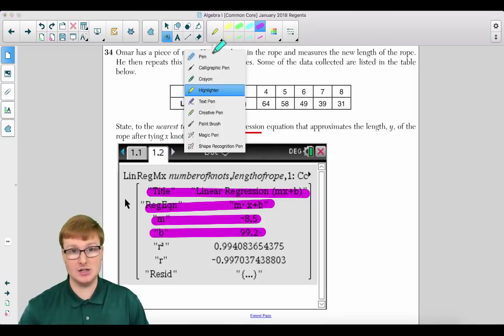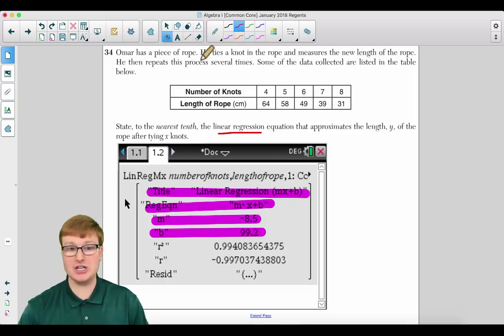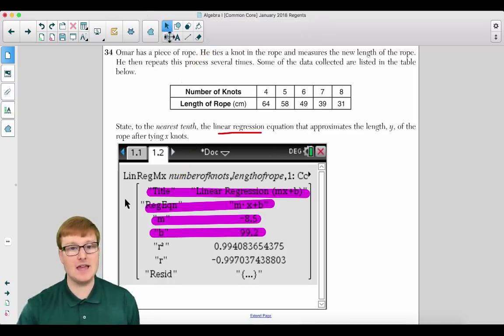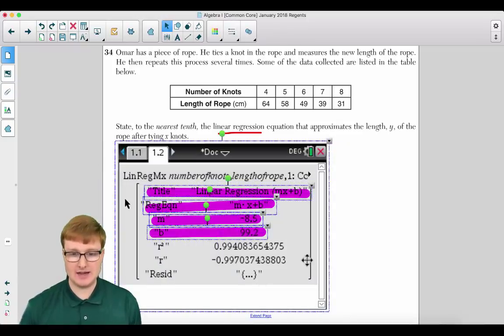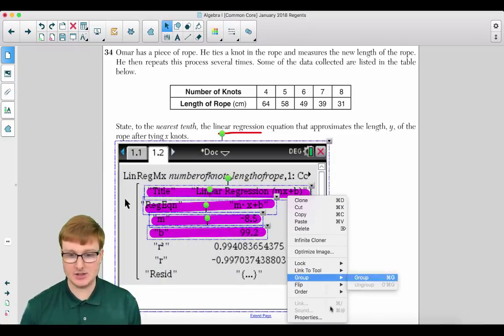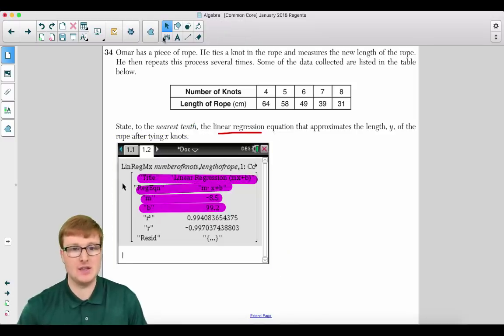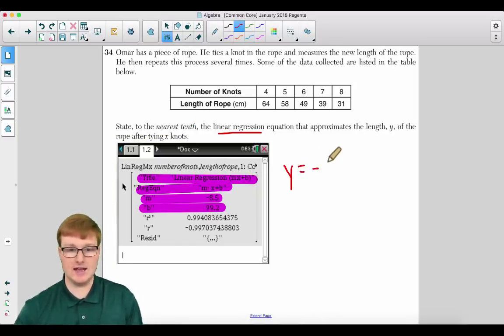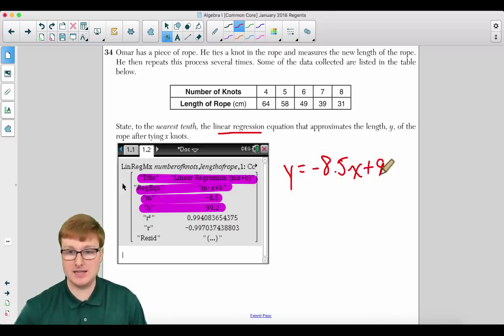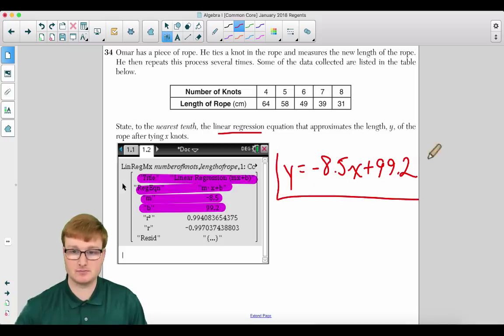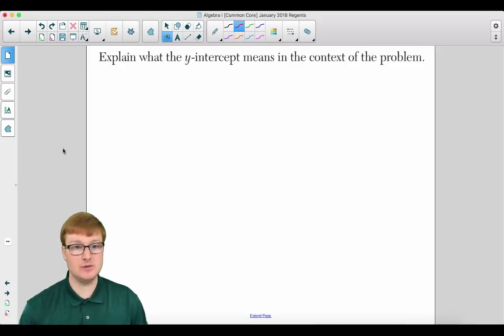Now it says here to write down the linear regression equation to the nearest 10th. Well, it's nice. Everything that they gave you here is in fact rounded off to the nearest 10th. So your answer is just going to be y is equal to negative 8.5, that's your slope, x, plus 99.2. Done. Move on to the next part.